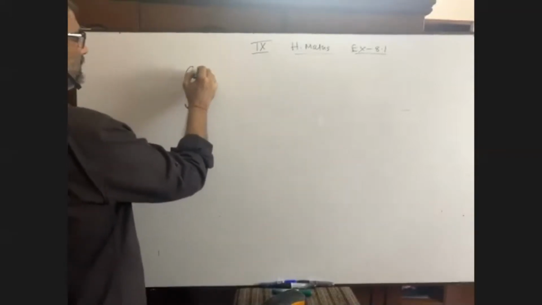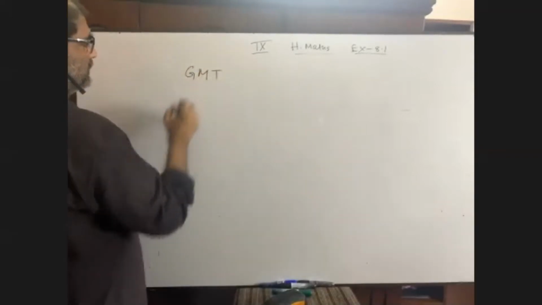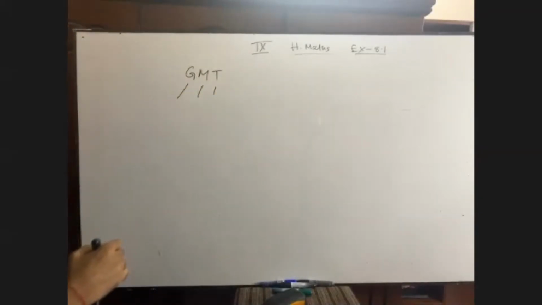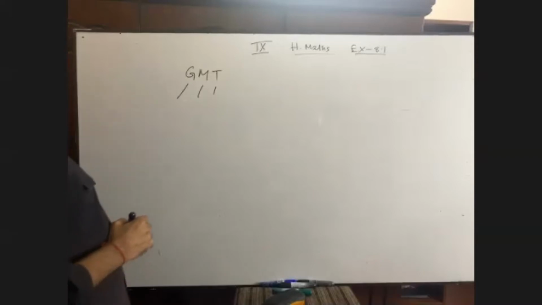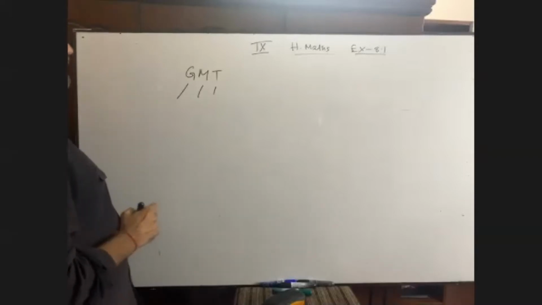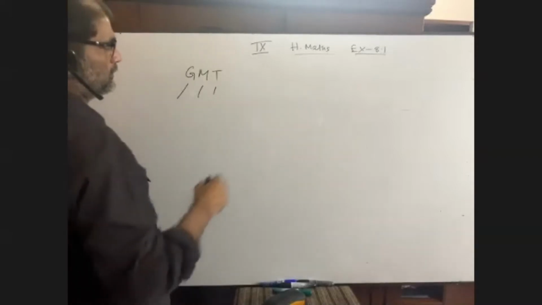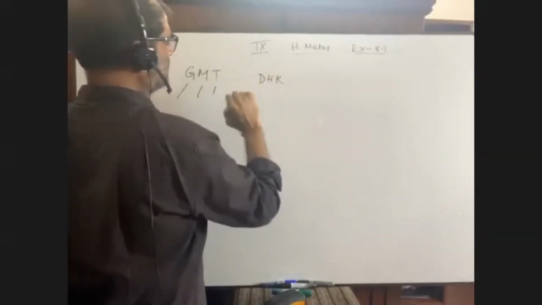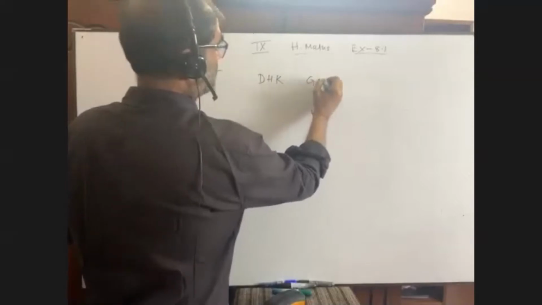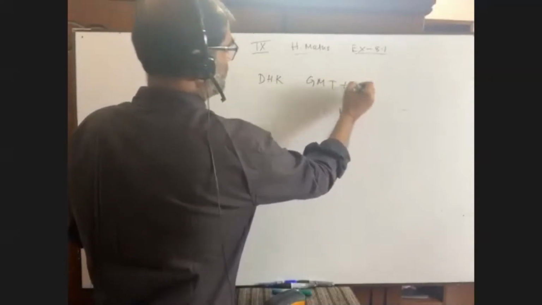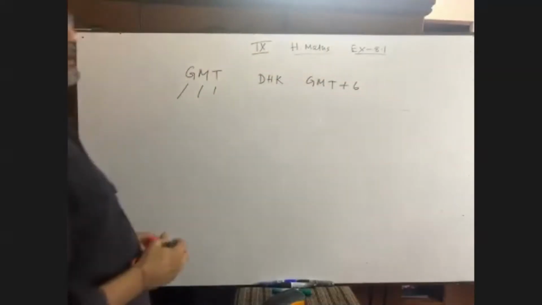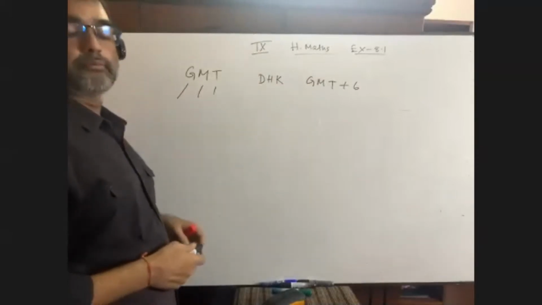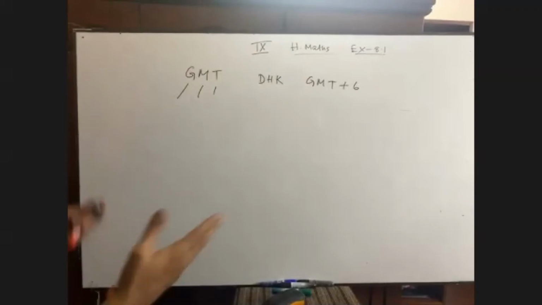GMT, Greenwich Mean Time. That means we say Dhaka is GMT plus 6. What is meant by this? That is, we are 6 hours ahead of Greenwich Mean Time.